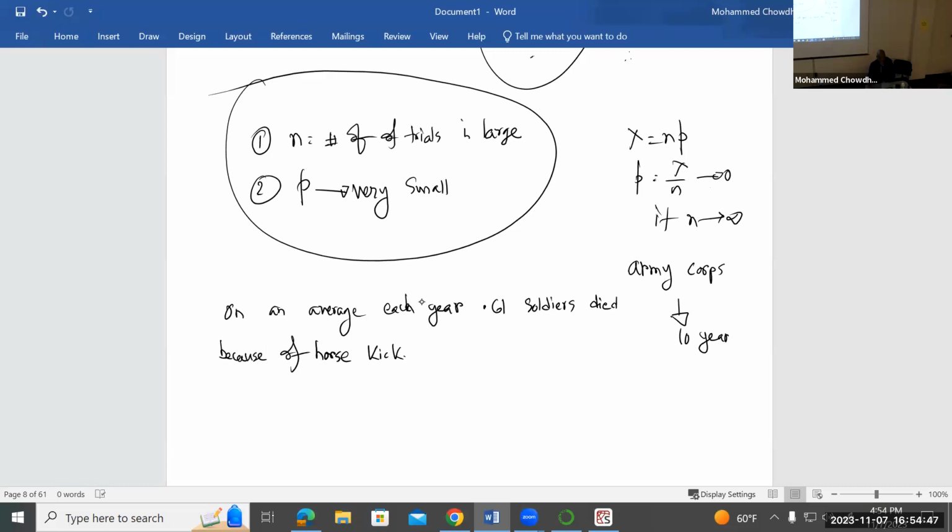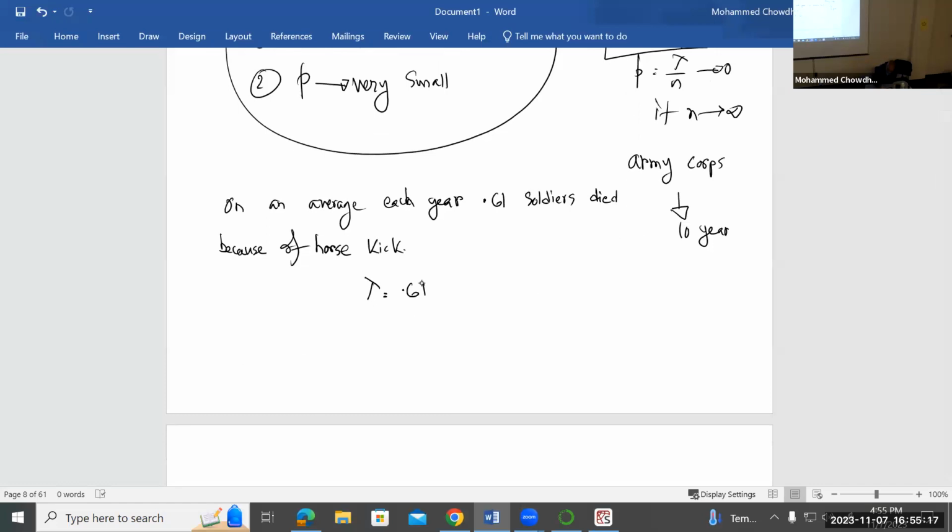So that 0.61 is our lambda, that is the rate. Are you seeing this is the mean, right? Lambda equal to NP. A binomial has a mean NP. So that is the rate. Lambda is the rate of the Poisson distribution, which is the mean, because NP is the mean of the binomial distribution, which I discussed. So lambda equal to this.